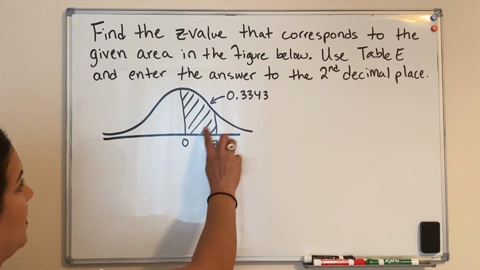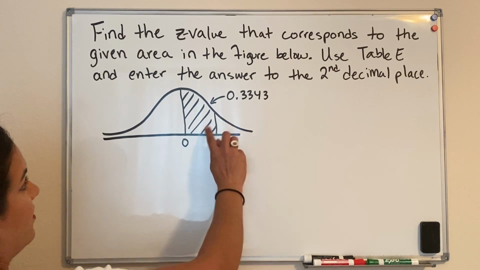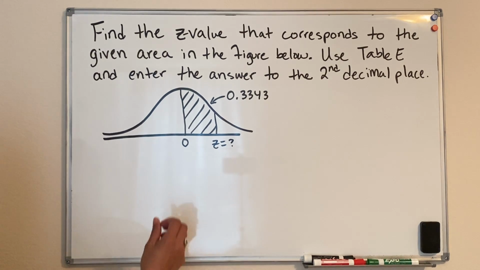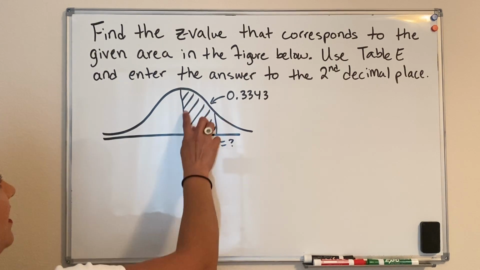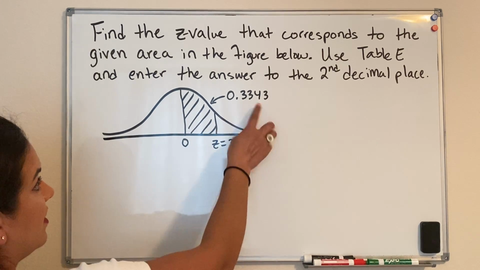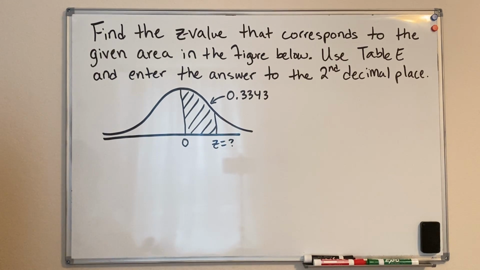It gives you this shaded area, and it tells you that this area is equal to 0.3343. Another way that you can think about it is that the probability that data will lie in this shaded area, or observations will lie in this shaded area, is 33.43%.